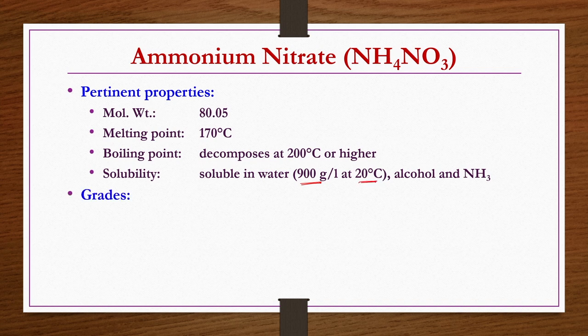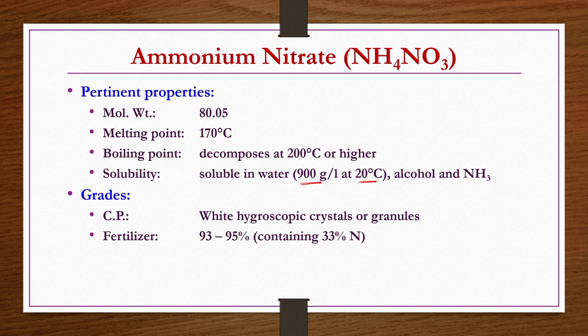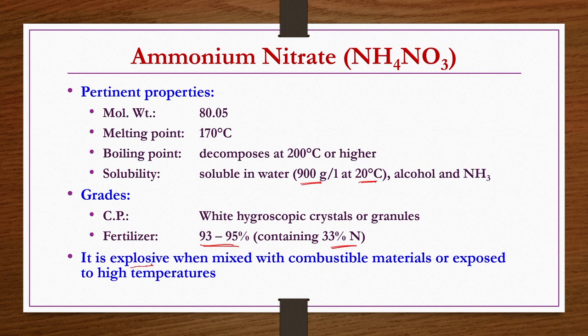Then coming to the grades, different grades are available. Technical grade is white hygroscopic crystals or granules. Fertilizer grade is 93% to 95% ammonium nitrate, which contains 33% nitrogen. It is very explosive when mixed with combustible materials or exposed to high temperature. So not only as a fertilizer, this component is also used as an explosive. So one has to be very careful, not only during the manufacturing of ammonium nitrate, but also during storage as well as utilization.